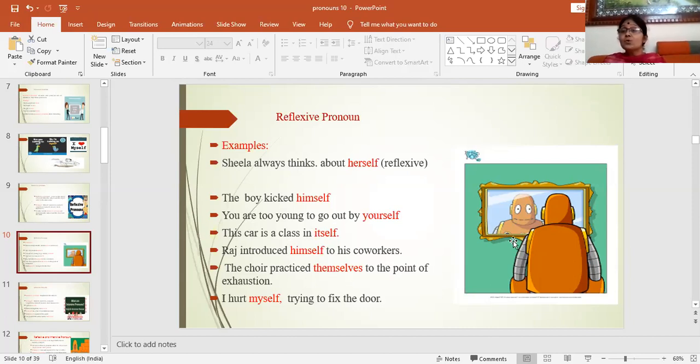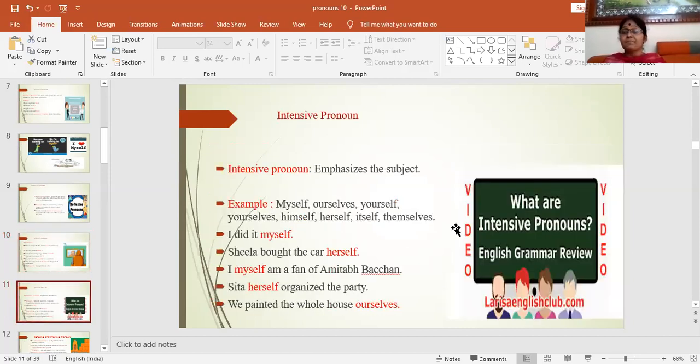See, like how you reflect yourself in the mirror, the same way a reflexive pronoun is used where the subject and the object are the same. Now, what are intensive pronouns? Intensive pronouns have the same words as reflexive pronouns: myself, ourselves, yourself, himself, herself, itself. But in an intensive pronoun, it emphasizes the subject. The role of an intensive pronoun is that it emphasizes the subject.